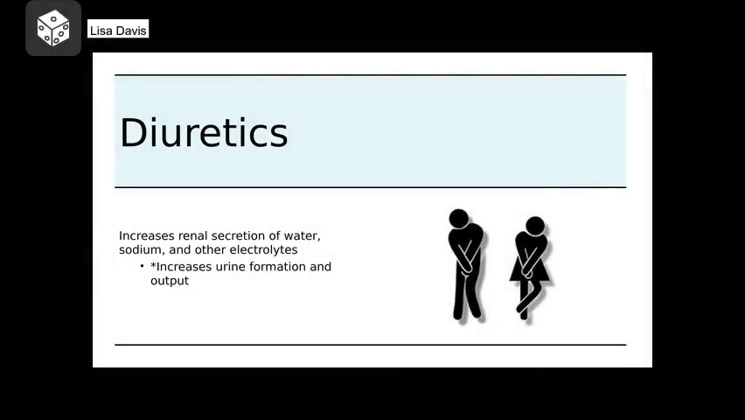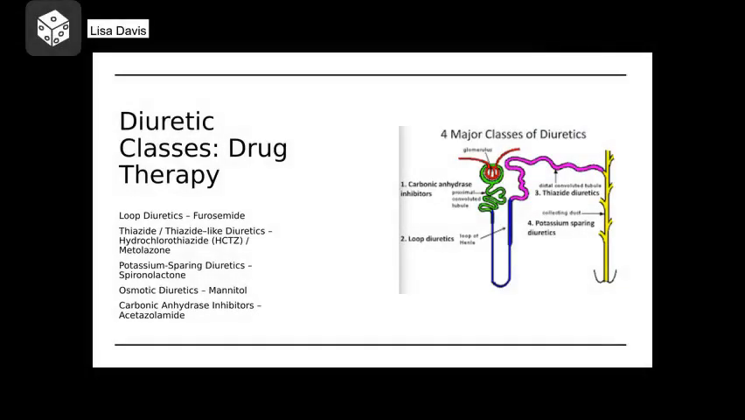So to treat this fluid overload, we can use diuretics. Again, diuretics are going to increase our urine formation and urine output. So talking about our drugs, we have 5 classes of diuretics to choose from. They're all going to work in the renal tubules except for osmotic diuretics. They're going to work a little bit differently, but we'll talk about that.